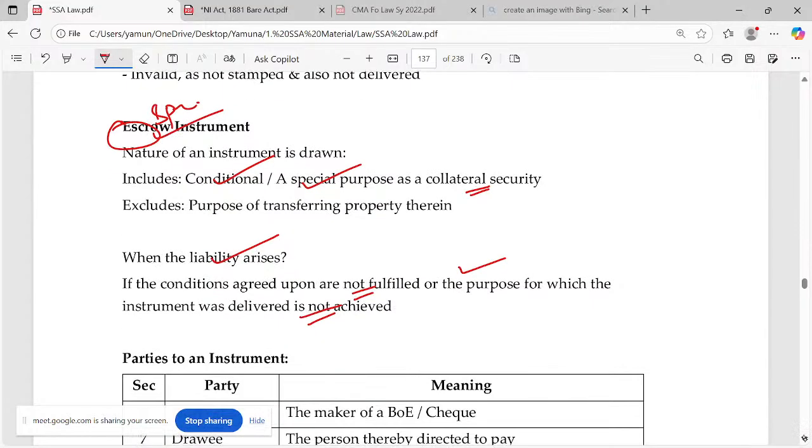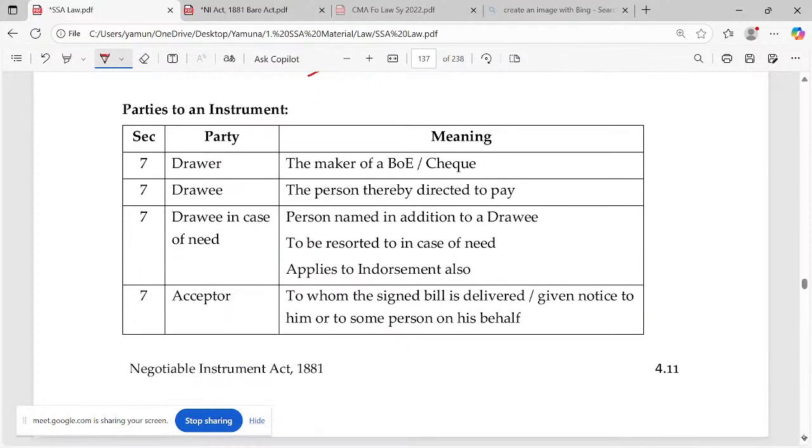Who are the parties to an instrument? Let me take it over. It's very, very important, especially for CMA Inter, an often repeated question. Who is the drawer? The maker of the bill of exchange or cheque, not promissory note. Who is the drawee? The person thereby directed to pay. Drawee in case of need is a person whose name is given in addition to a drawee, to be resorted to in case of need, like an endorsement.